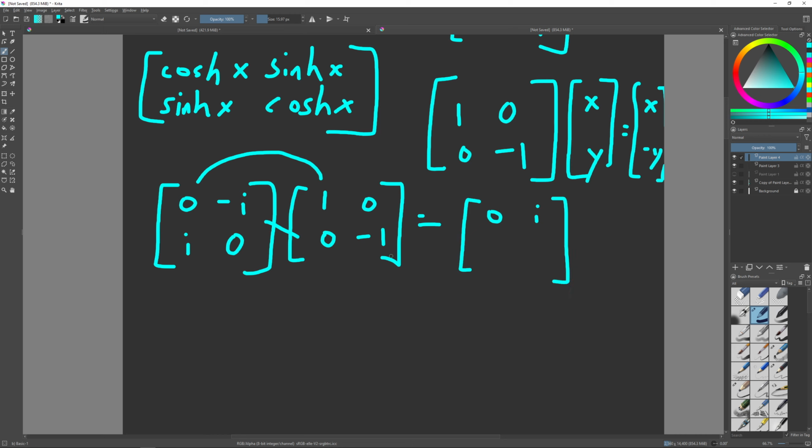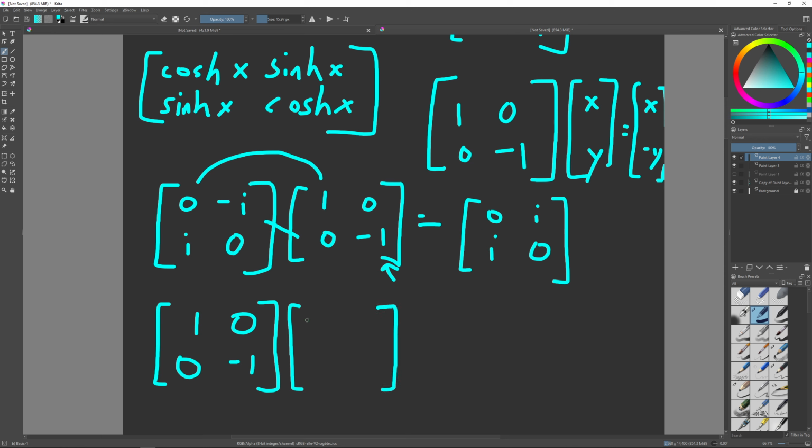Then we get I and 0. Oh, okay. Yeah. So what happened? It negated the right column. And I think if you left multiply, it will negate the second row. So you can see this sort of trade-off where, depending on if you left or right multiply, it will affect the rows or the columns with some of these. So I think that, and actually let's do this more generally.